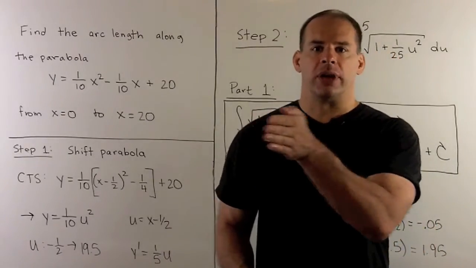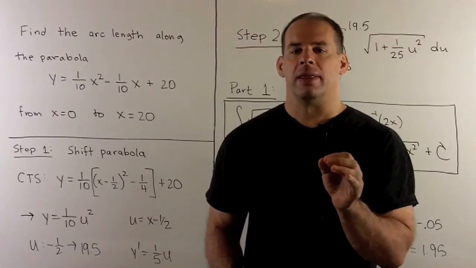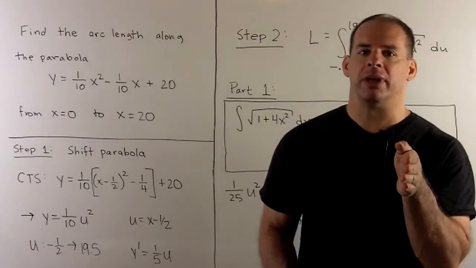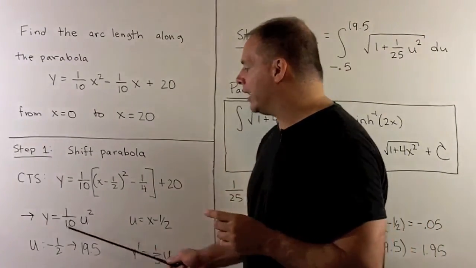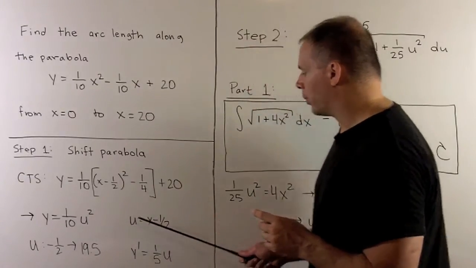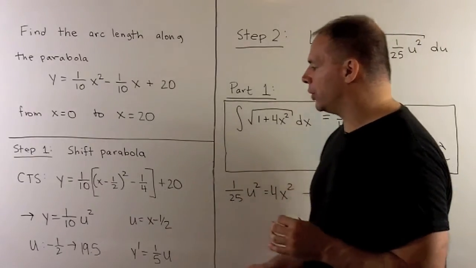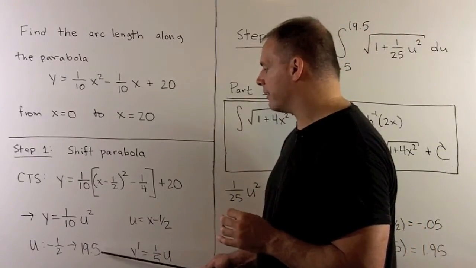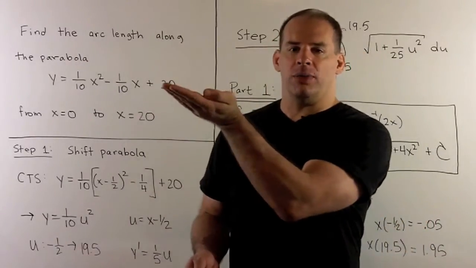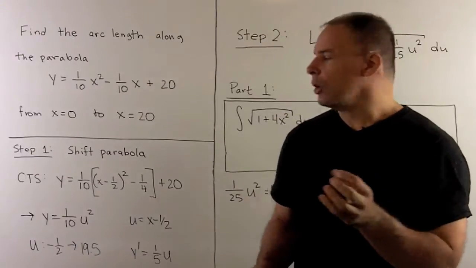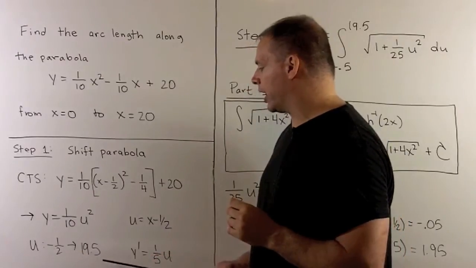To get rid of our horizontal shift, I'm going to let u be equal to x minus a half. That's going to move us to the origin in the uy plane, which is just as good. So there we'll have y equals 1/10 u squared. We're doing our substitution, u equals x minus a half. That means our limits of integration are going to go to minus a half and 19 and a half. So with this, we've taken our parabola and we've just shifted to the origin. We have a nice function, and the only penalty is we're going to have to use different limits of integration.